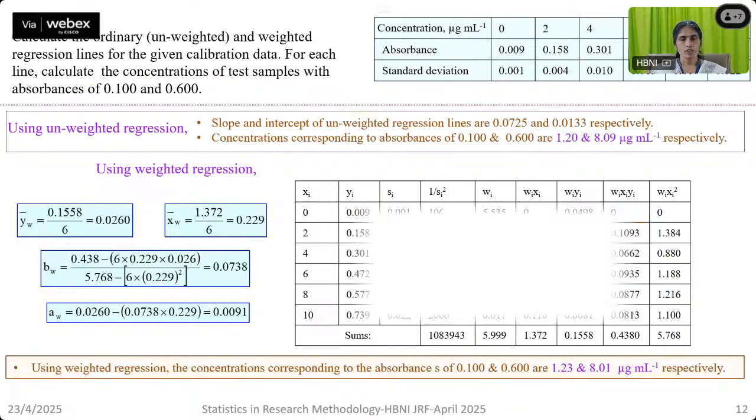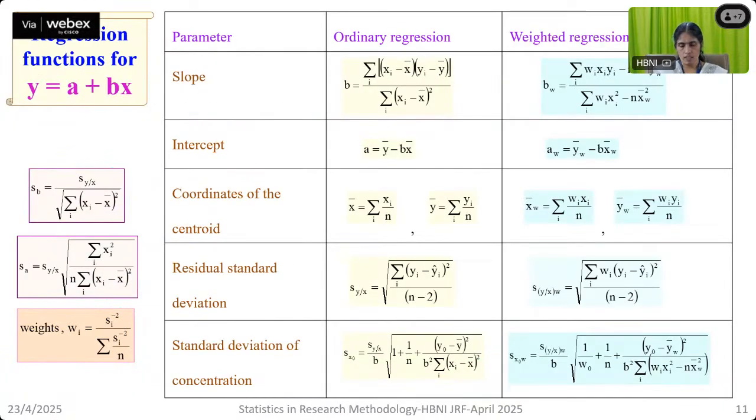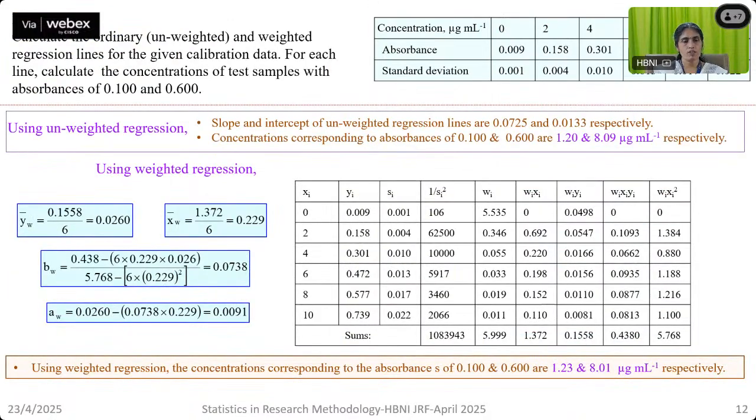So now that we have understood both weighted and unweighted regression, you can all give a try to calculate the concentration of an unknown sample whose absorbances are given. Two such absorbances are given here, 0.1 and 0.6. Data are shown for 1, 2, 3, 4, 5, 6, so 6 data points are there. Whatever equations I showed in the previous one, you can make use of and calculate the concentration.